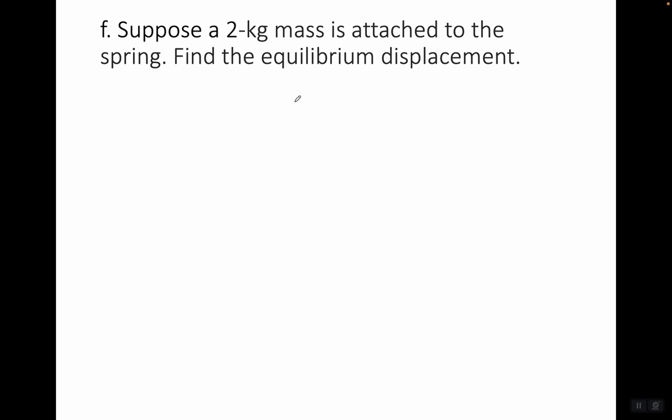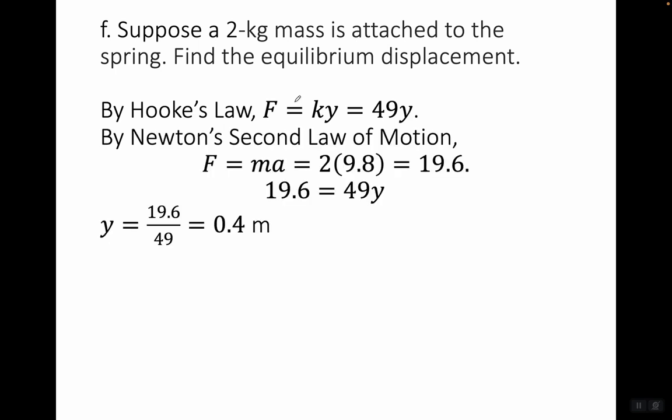Suppose a 2 kilogram mass is attached to the spring. Find the equilibrium displacement. So again, by Hooke's law, F equals ky, which is 49y for this particular spring. That's the spring constant. Now by Newton's second law of motion, F equals ma. m, the mass, is 2 kilograms. a is the acceleration due to gravity. That's 9.8. That multiplies together to give you 19.6. So we're going to plug this in for F. And we end up with y equals 19.6 over 49. In other words, 0.4 meter. That's how much the spring ends up getting stretched.